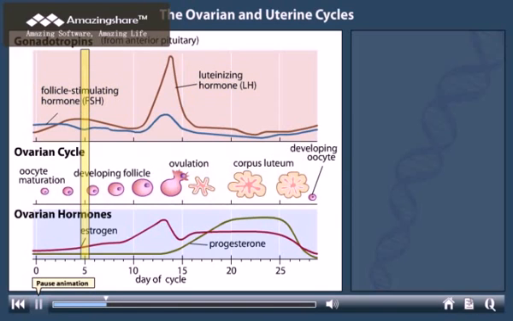As the follicles grow, they begin to secrete estrogen. During this phase of the cycle, the increasing levels of estrogen feed back on the pituitary to inhibit the release of additional FSH and LH. During the next week, the levels of FSH and LH drop.